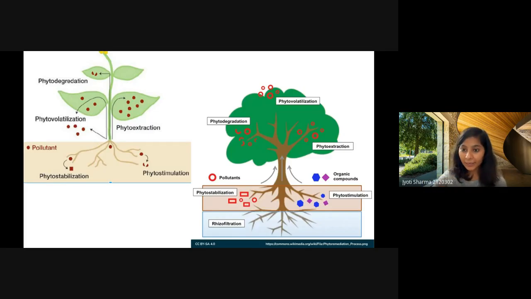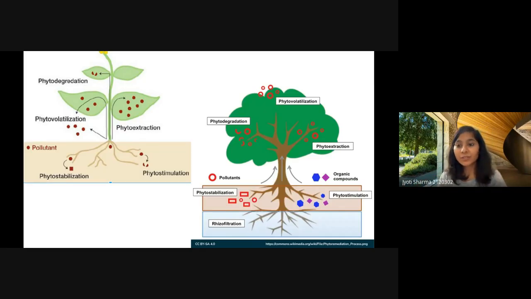Phytovolatilization: the plant can take up the compound from the soil through the root and volatilize it. It can diffuse that heavy metal into the air. So it will volatilize the compound. Then phytoextraction means it will take up the compound and it will be stored either in the root or in the stem.